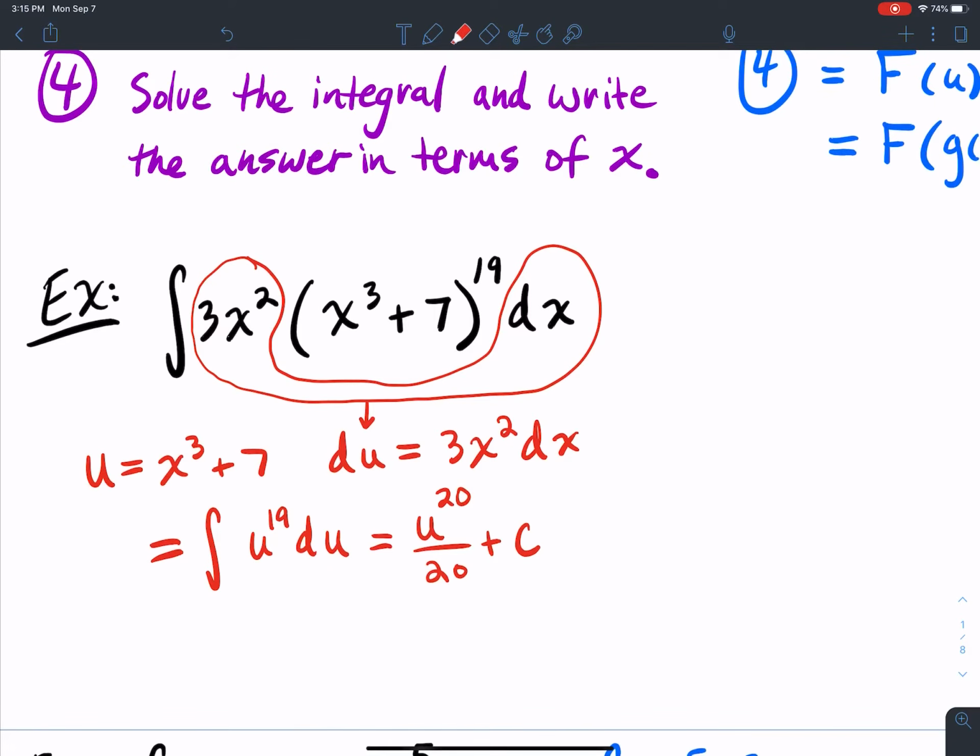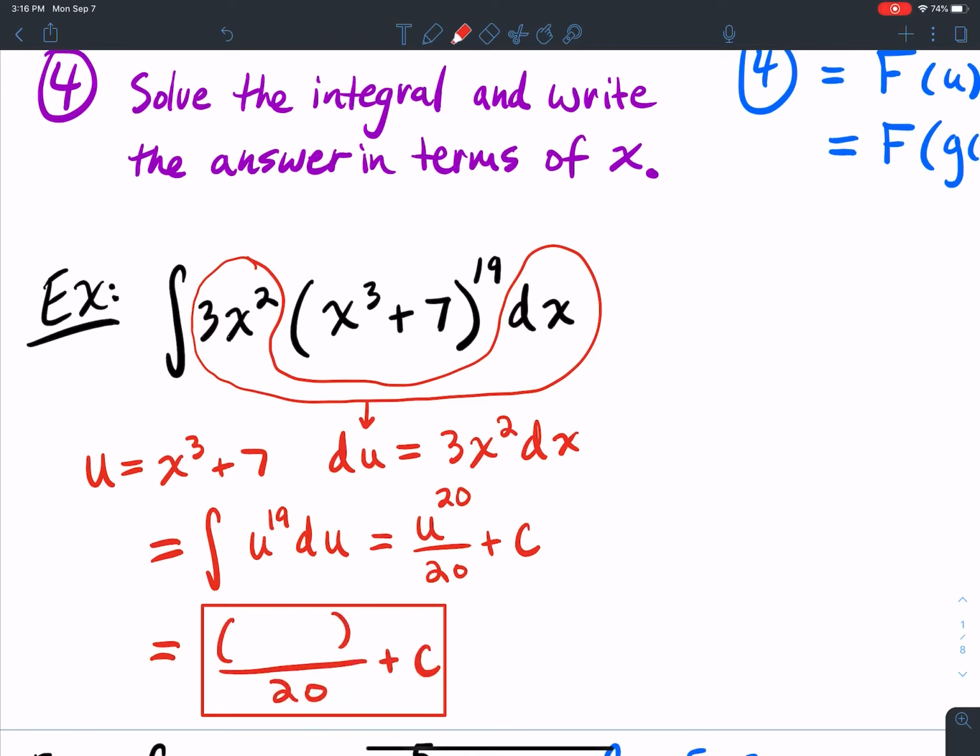But the last part of step 4 says write the answer in terms of x. So what do I know u equals? u equals x cubed plus 7. So I'm going to replace the u with x cubed plus 7 raised to the 20. So I should have a 20 there. All right.